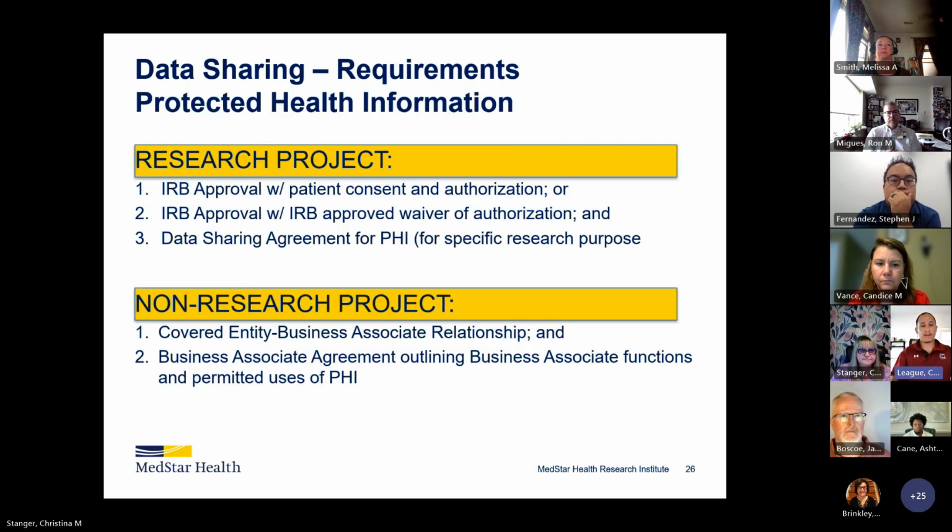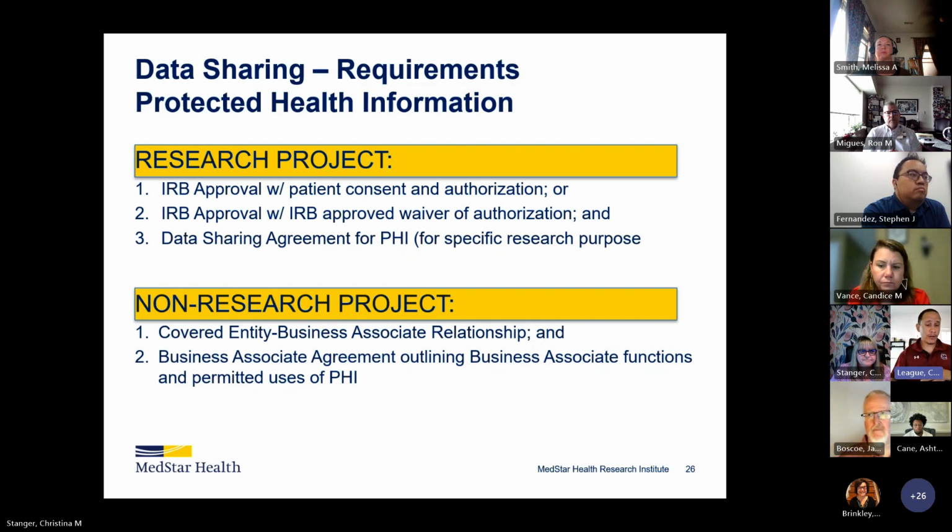So what do we need if you want to share protected health information? If this is considered a research project, the first and most important thing that you need is an IRB approval, right? And a lot of times you're getting that IRB approval, you're going out, you're interacting with patients, the patients are consenting and they're authorizing you to share their data. And if they do that, we can put a data sharing agreement in place to share the PHI.